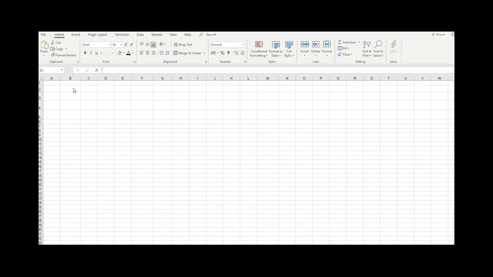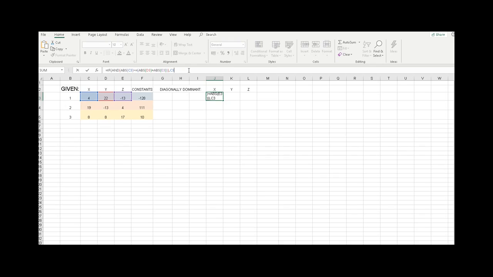Okay, so this tutorial would be about the Gauss-Jacobi method on Excel. So let us first show the given. So now, let me explain this code.